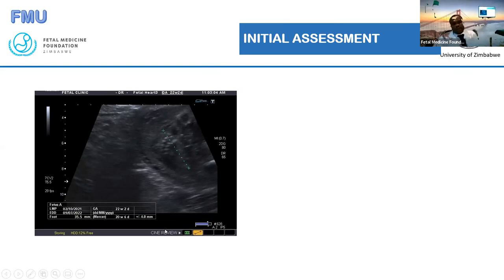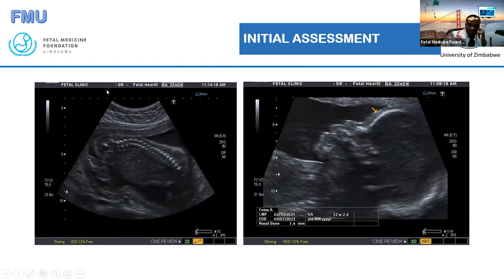So these are the measurements which are supposed to be done when someone suspects a skeletal deformity. So you go on all the long bones, the humerus, the femur, the tibia, fibula, the radius, and the ulna. So if you went on to look for other features, there are still bones at the spine. We need to look at the spine there.